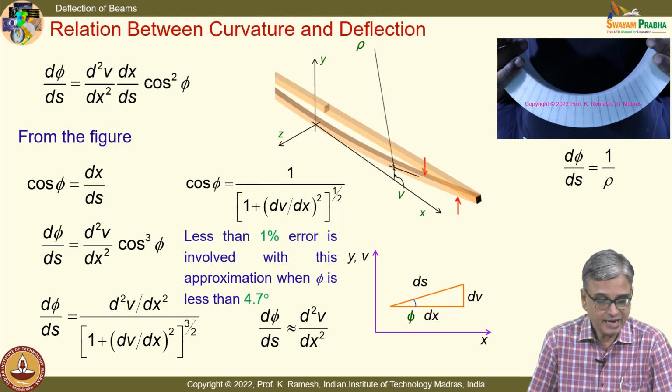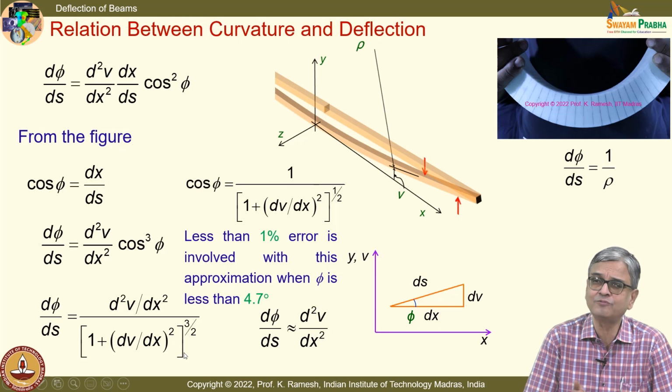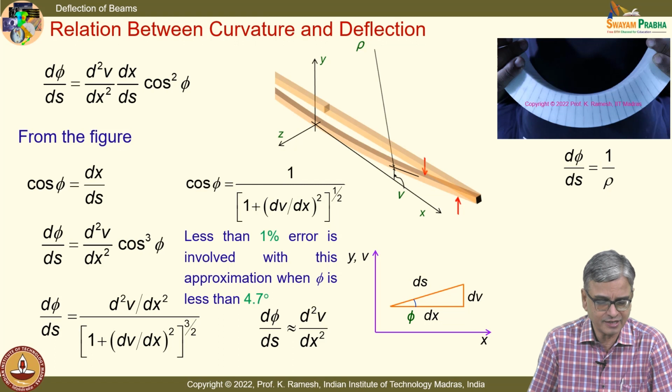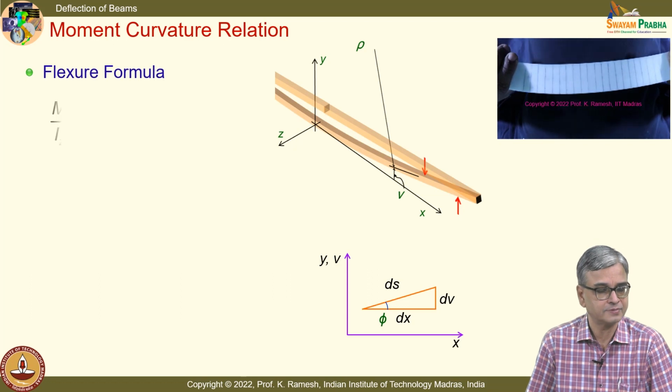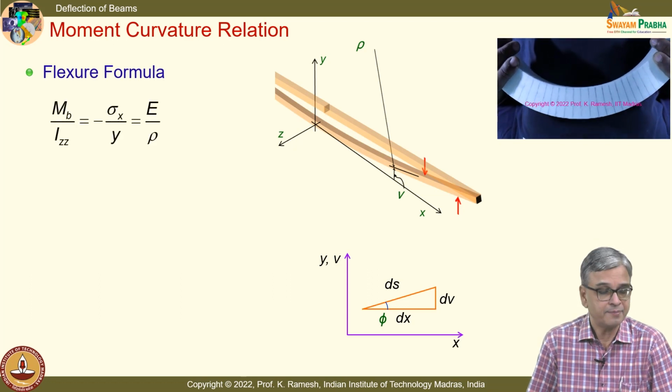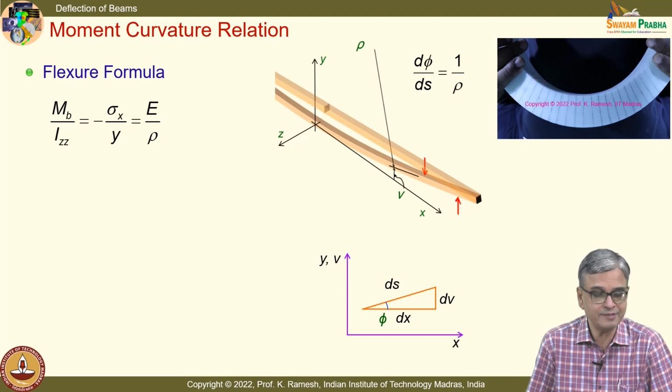Okay. And so, you will have to recognize that this is an approximation, and all of this you can easily derive. The mathematics involved is straightforward, simple trigonometry. There is nothing great. Okay. And you have the flexure formula, M_b by I_zz is equal to minus sigma_x by y equal to E by rho.